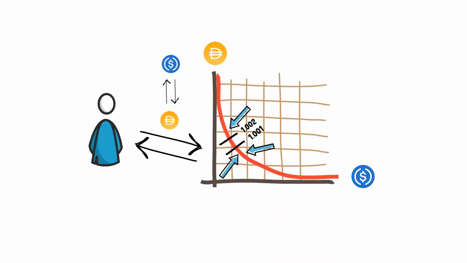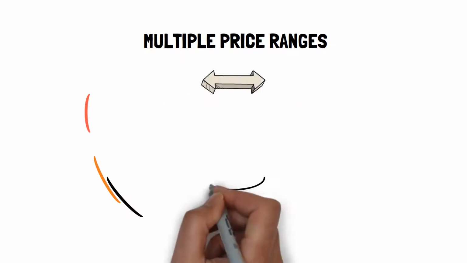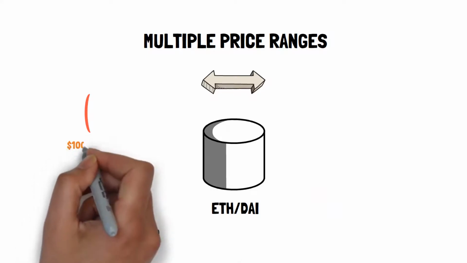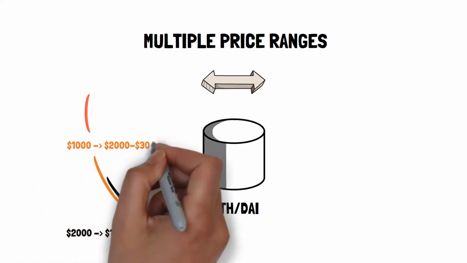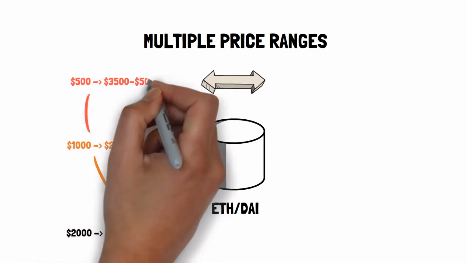LPs can also decide to provide liquidity in multiple price ranges that may or may not overlap. For example, an LP can provide liquidity to the following price ranges in the ETH DAI pool: $2,000 between $1,500 and $2,500, $1,000 between $2,000 and $3,000, $500 between $3,500 and $5,000.